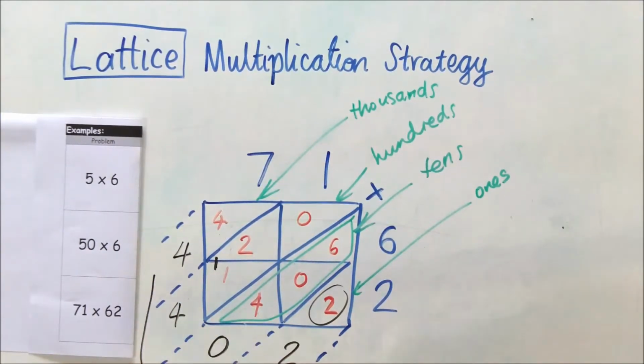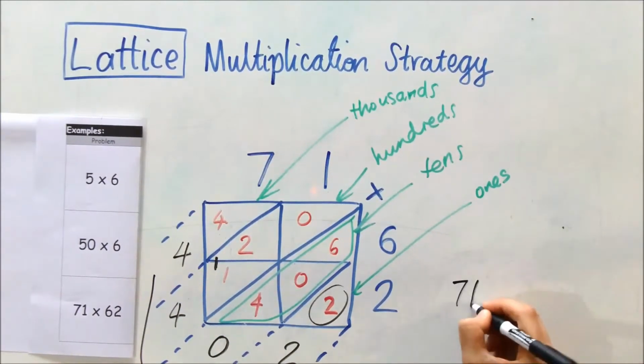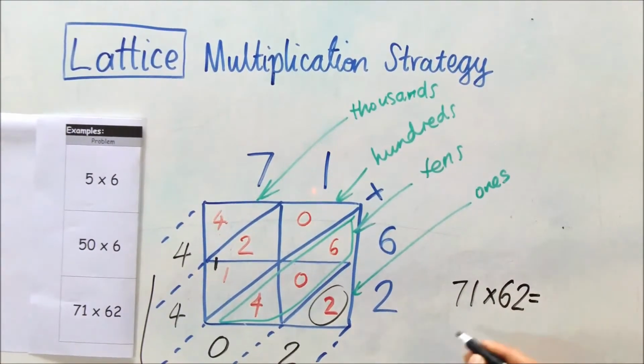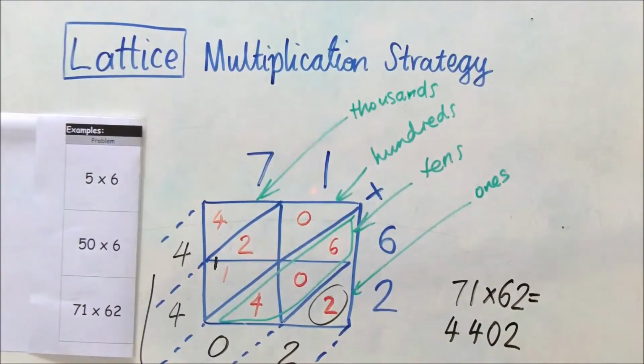So the answer to 71 times 62 is 4,402. And there's your answer. So hopefully you can still see that. It's 2. Sorry about my, there we go.